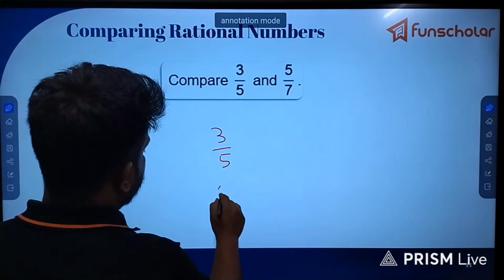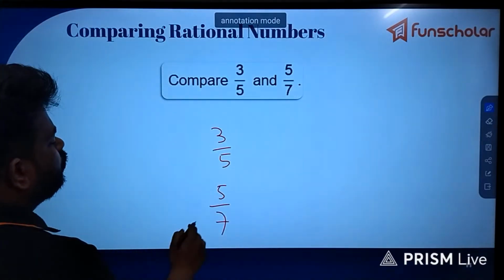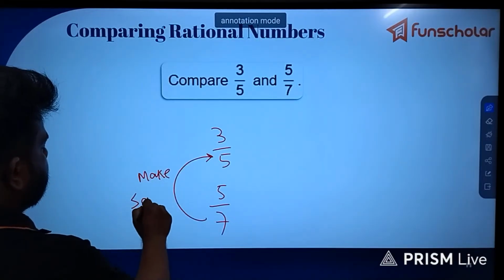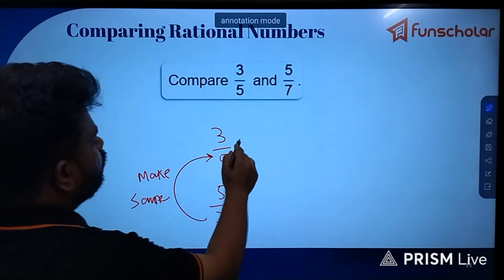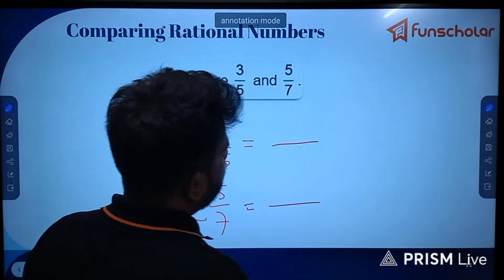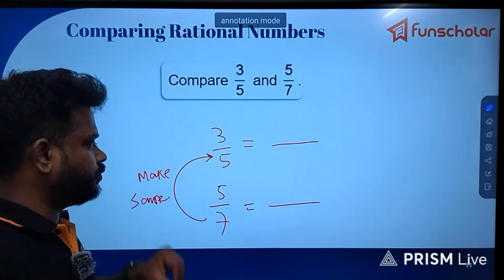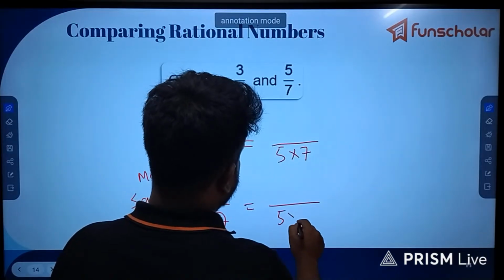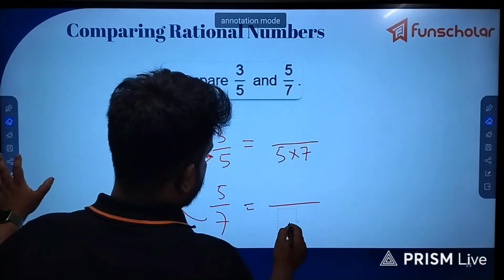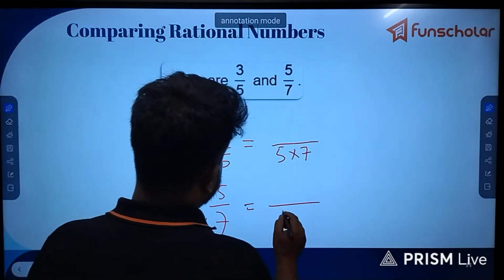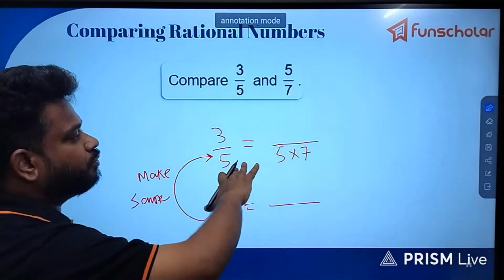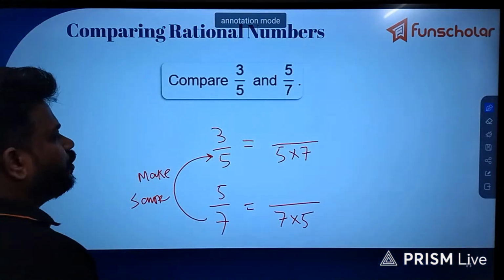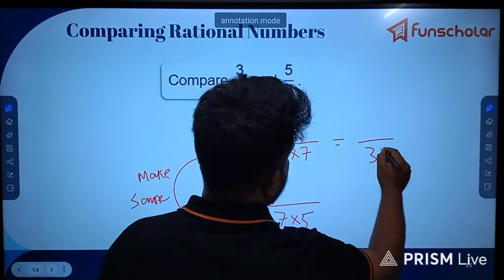So 3 by 5 and 5 by 7. You have to make both denominators the same. So 5 and 7, to make the denominators the same, we have to multiply 7 with 5 and 5 with 7. So in the first case we multiply 7 with 5, and in the next case we multiply 5 with 7. So for both cases it will be 35.